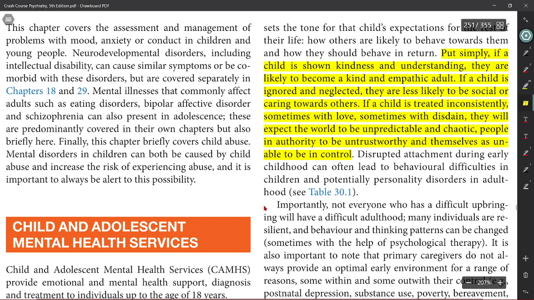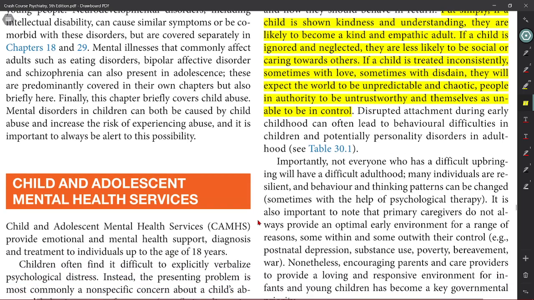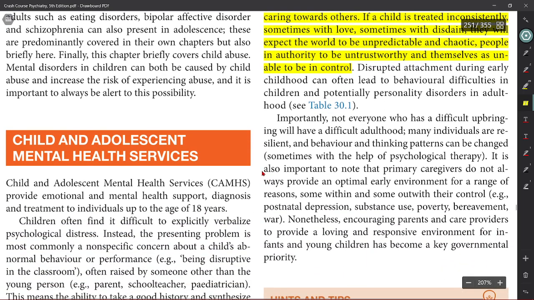Importantly, not everyone who has a difficult upbringing will have a difficult adulthood. Many individuals are resilient, and behavior and thinking patterns can be changed, sometimes with help of psychological therapy. It is also important to note that primary caregivers do not always provide an optimal early environment for a range of reasons, some within and some out with their control. For example, postnatal depression, substance use, poverty, bereavement, war.